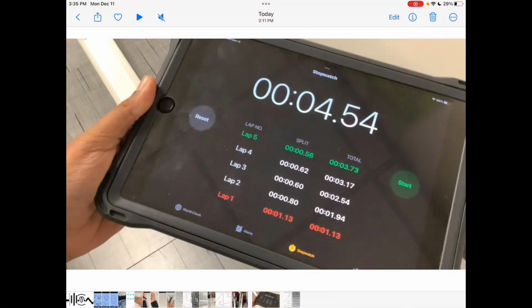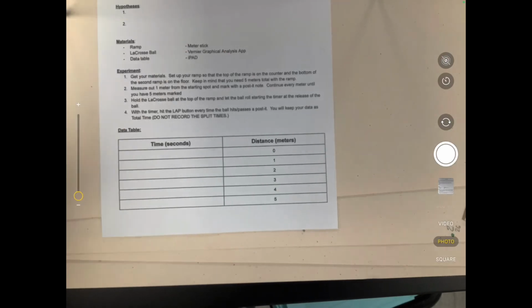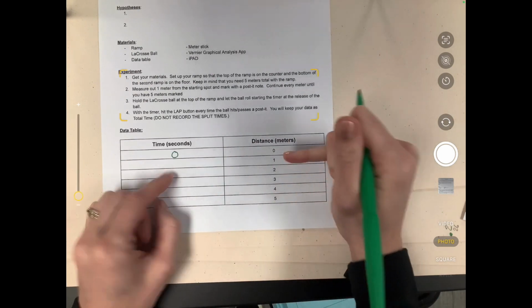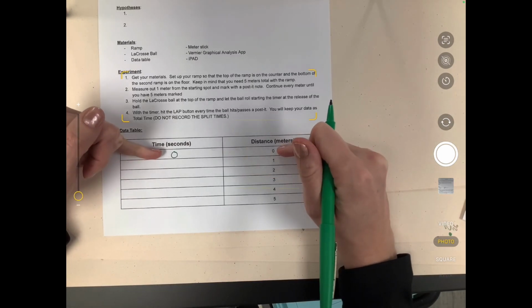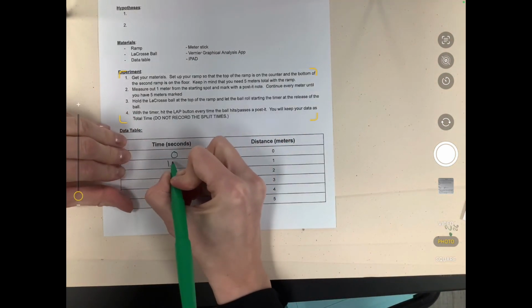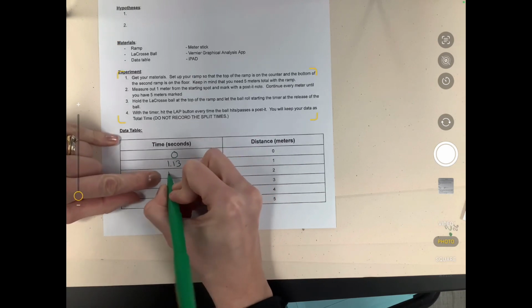The data for the distance versus time. Starting at lap 1, that would be at 1 meter, the total time, so 1.13. Lap 2 is the second meter, total time, 1.94. So I'm going to copy this and go over to my data table and copy this data down. At 0 meters, the time is also 0, because that's when time hasn't started. We haven't released our ball, or at the moment we're releasing the ball, that's the moment we're starting the timer. Then I'm copying down the rest of my time from the actual timer.